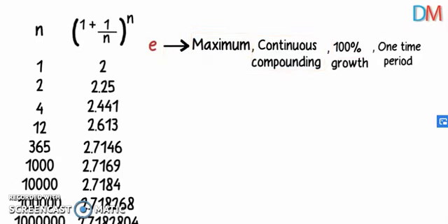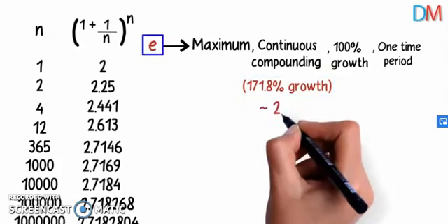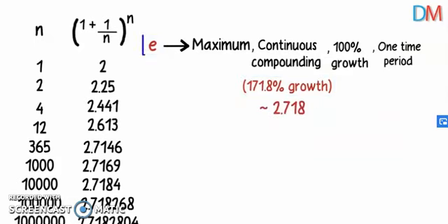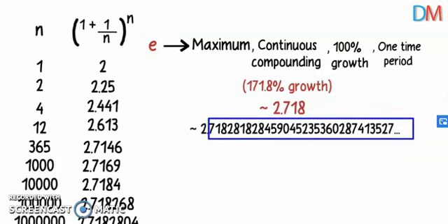Notice what compounding does. The first result is 100% without compounding. $1 would become $2, but after continuous compounding, $1 will become $2.718 approximately. That would be a growth rate of 171.8%. That's like the maximum growth we can have. So E is approximately 2.718. It's an irrational number, which means that digits after the decimal point do not repeat and go on forever.